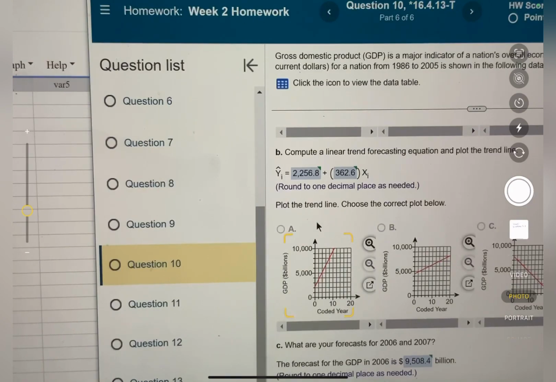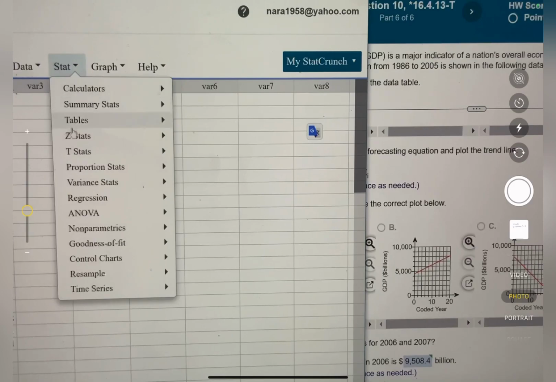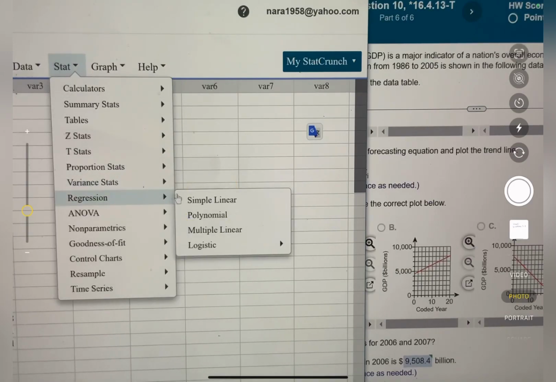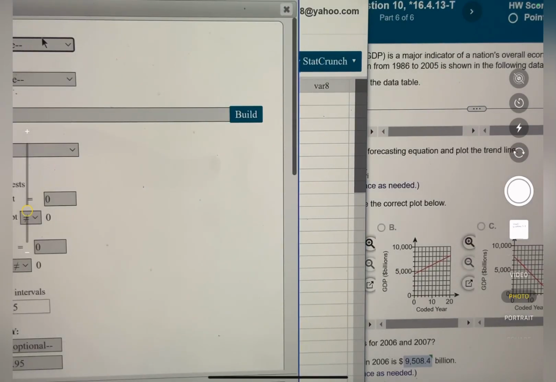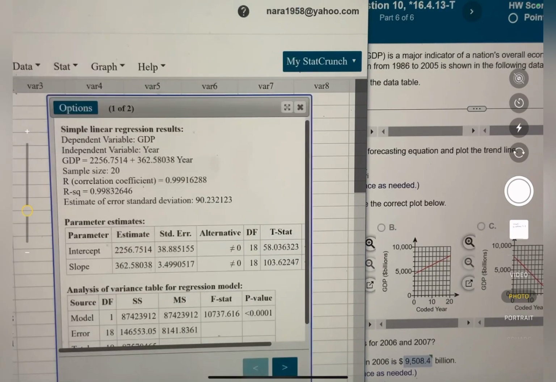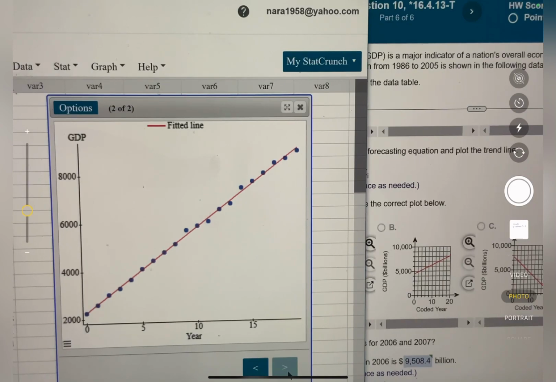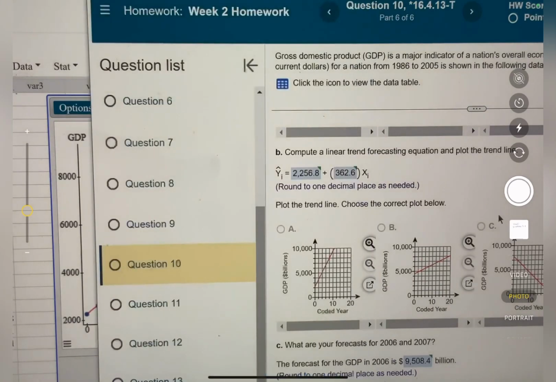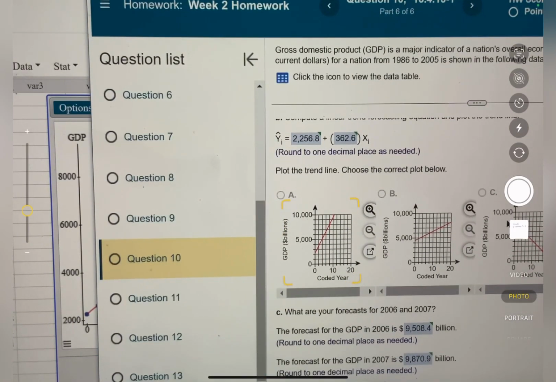Plot the trend line. Okay, so let me go back again. Regression, simple linear. This is year, this is GDP. Compute, and second page is going to be our trend line, which is linear regression. Okay. What is our next question? C.